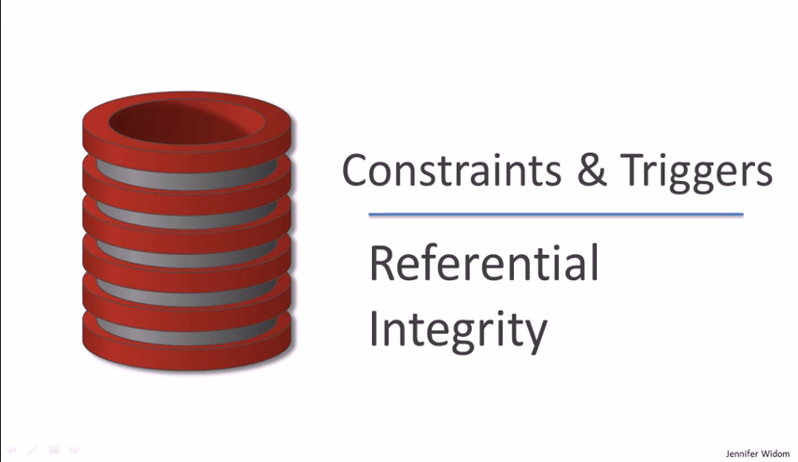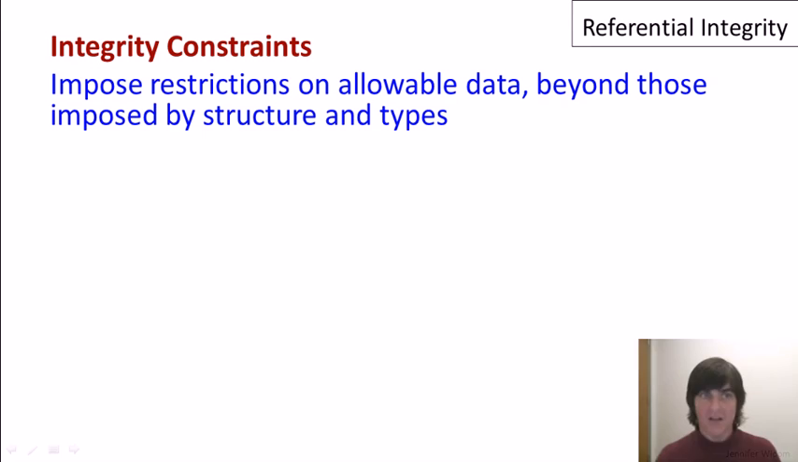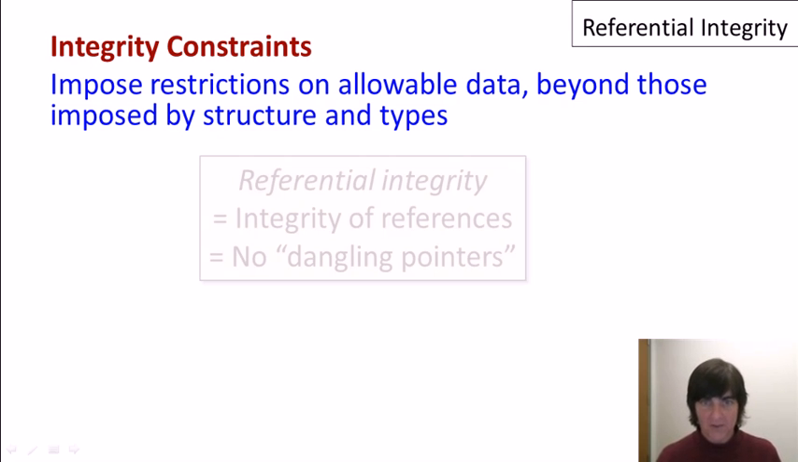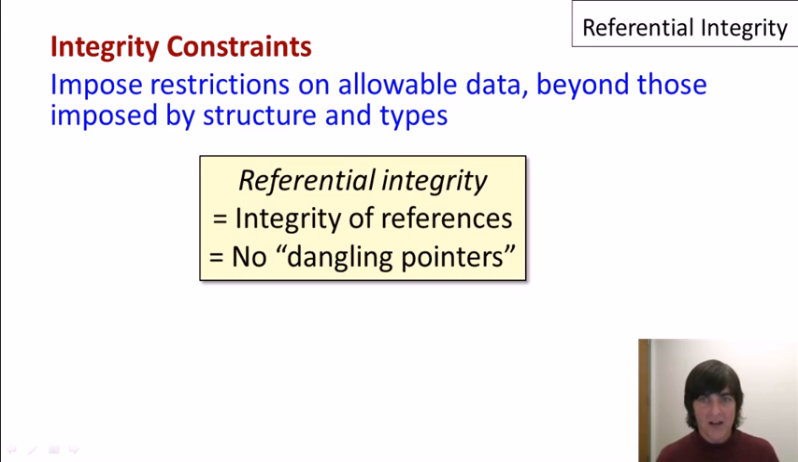This video introduces a very important type of constraint known as referential integrity. As a reminder, integrity constraints in a database restrict the allowable data beyond what's already restricted by the structure and types of the database. Now, the term referential integrity refers to integrity of references that appear in the database. In a relational database, a reference from one tuple to another occurs through specifying values, and referential integrity says that those values are valid. It's sort of equivalent to having no dangling pointers if we used pointers in the database.